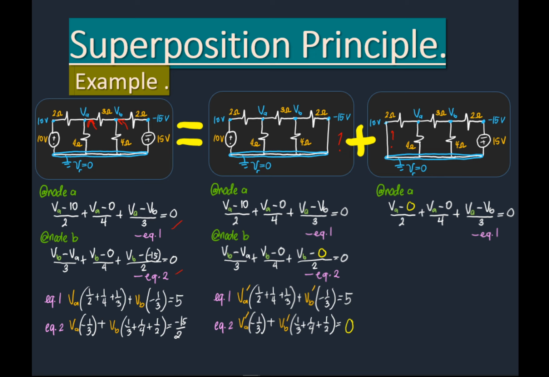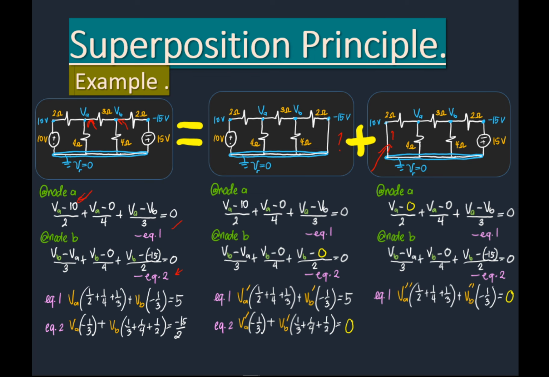Take note, the 10 here becomes 0 because there's no 10-volt source in that branch. For the second node, it is similar to the second equation. Arranging the equations, we have VA double prime and VB double prime. I just added prime and double prime to show that VA prime and VA double prime are not the same, and they are also not the same as VA and VB. Having done this, we have two sets of systems of linear equations, this one and this one on the other side.